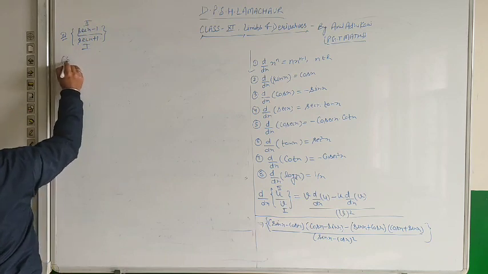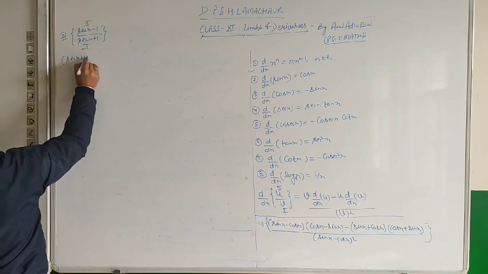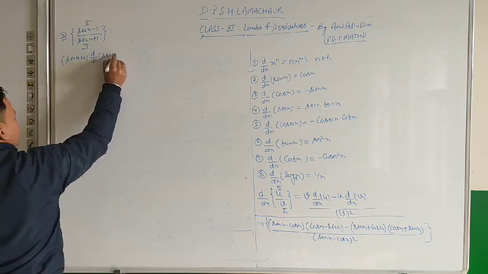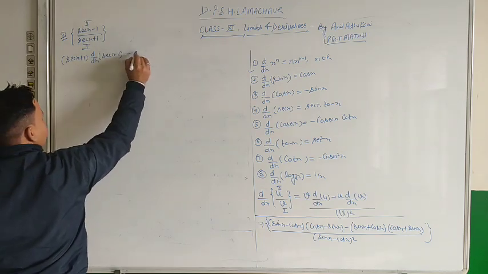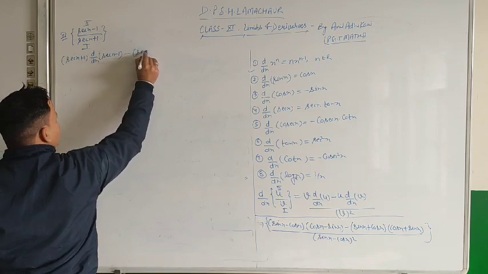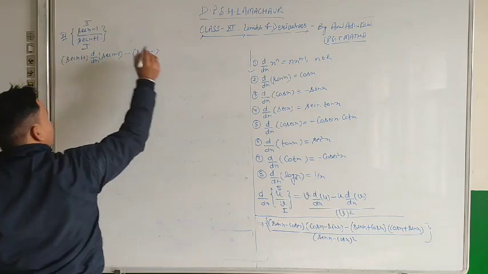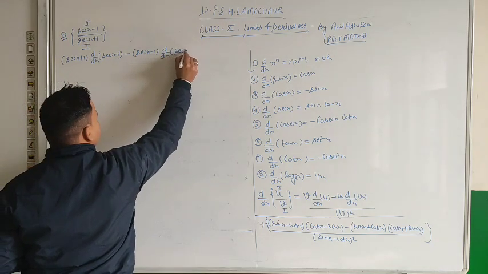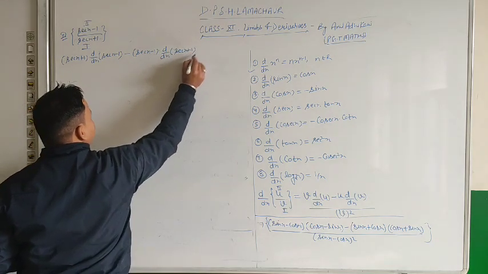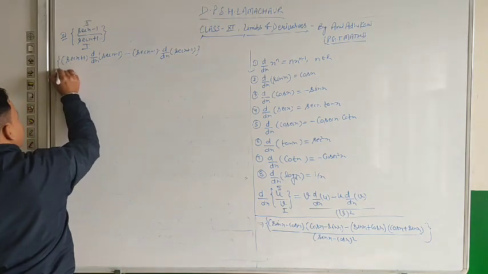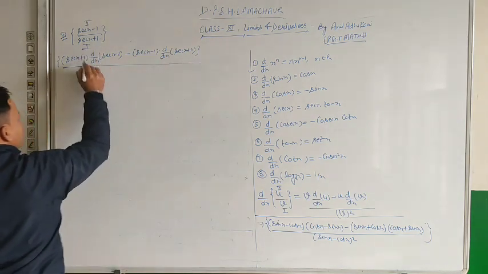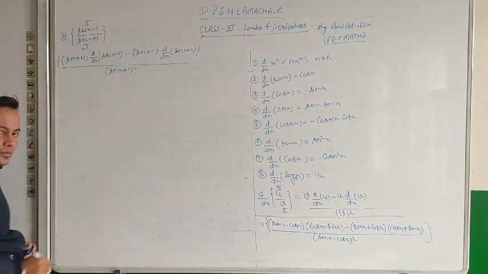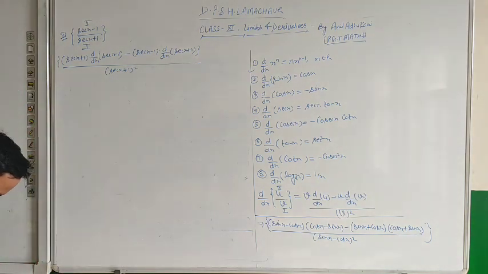So first function sec x plus 1, derivative of second which is sec x minus 1, minus second function sec x minus 1, derivative of first, which is sec x plus 1, divided by whatever the function given in the denominator, its whole square. Okay, this is the rule. Now put the values.